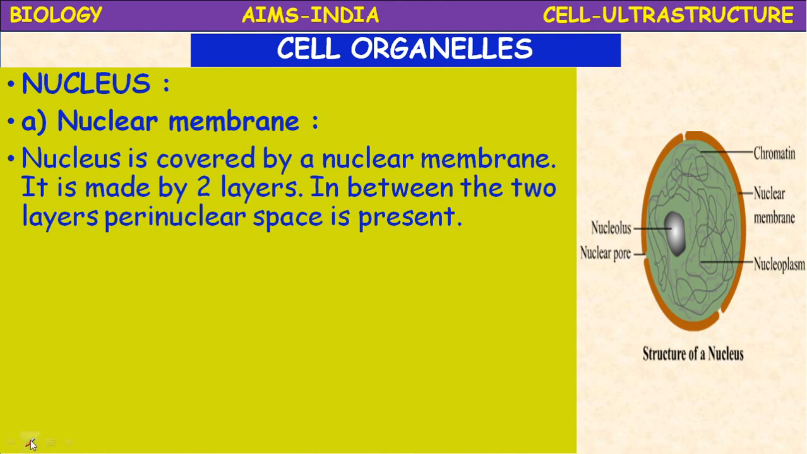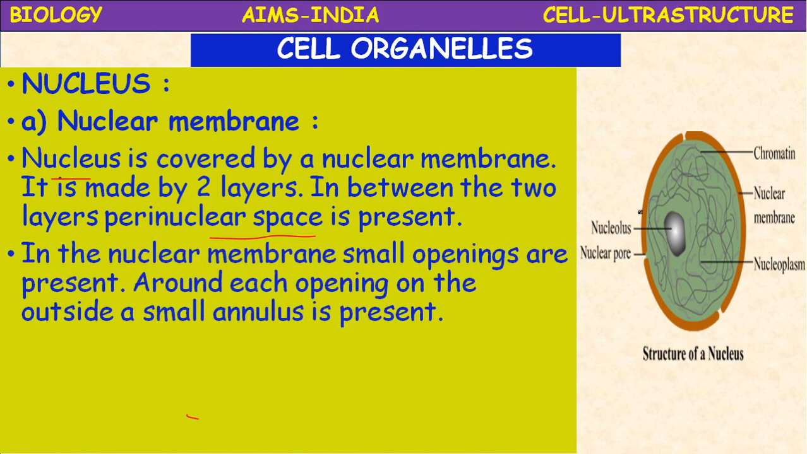The nucleus of a eukaryotic cell. We are discussing the eukaryotic nucleus. The nucleus of a eukaryotic cell is covered by a double layered nuclear envelope or nuclear membrane, made up of two layers. In between the two layers, the perinuclear space is present. The space between the two membranes is called the perinuclear space.